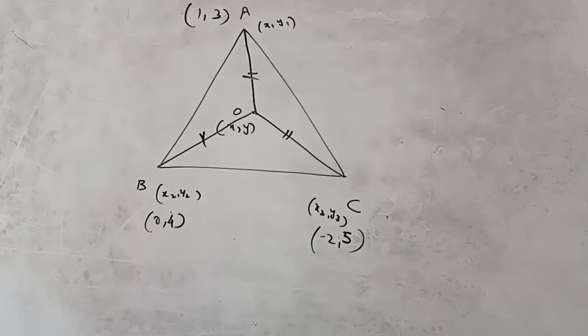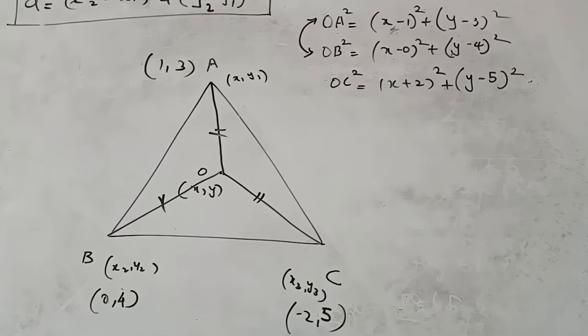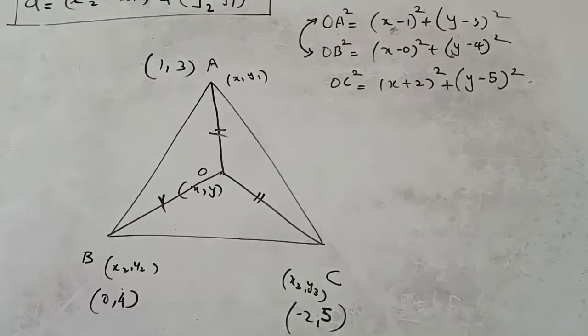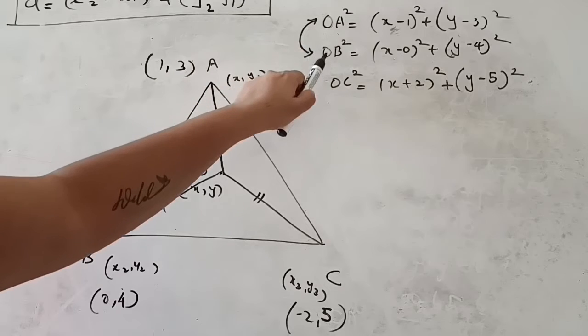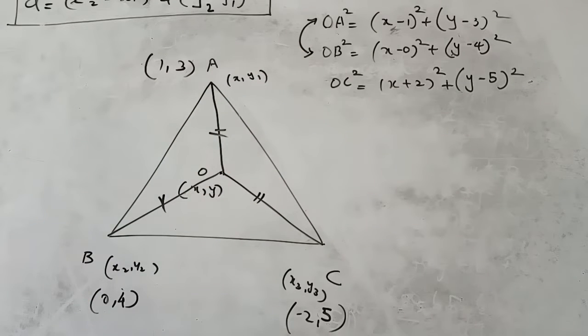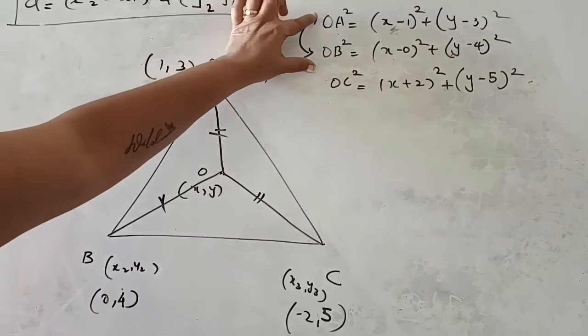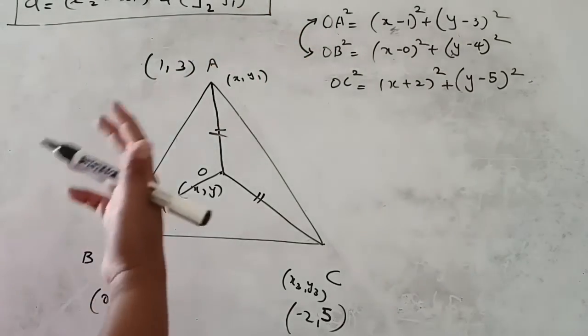OB and OC. Now I will use the distance formula in order to get the lengths OA, OB and OC. The distance formula is (x2 minus x1) the whole square plus (y2 minus y1) the whole square. It will give me the square of the distance, where (x1, y1) and (x2, y2) are the two coordinates between which we need to find the distance. I have written down OA square, OB square and OC square using the distance formula. And now in order to find the value of the unknown x and y, I will start by equating OA square and OB square first.